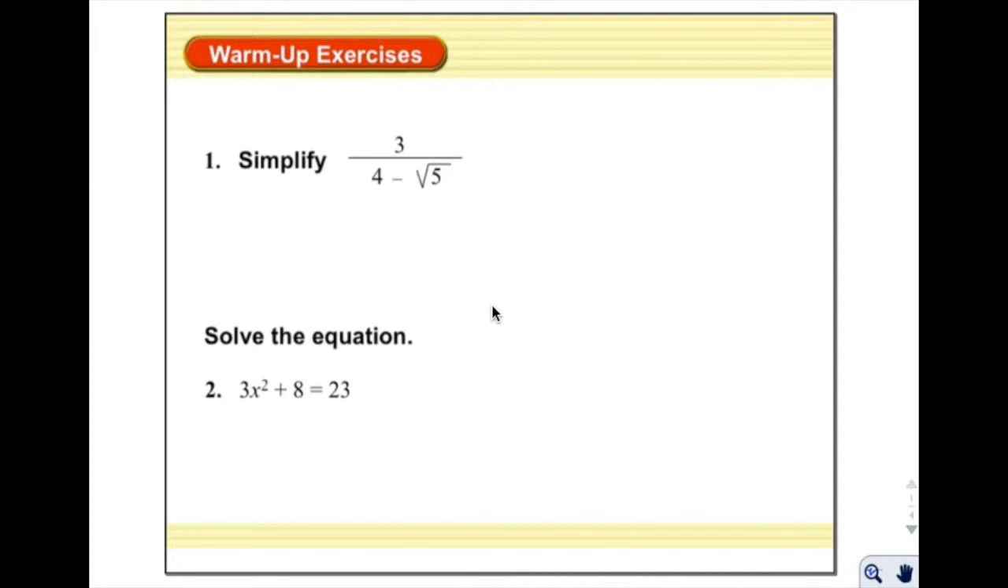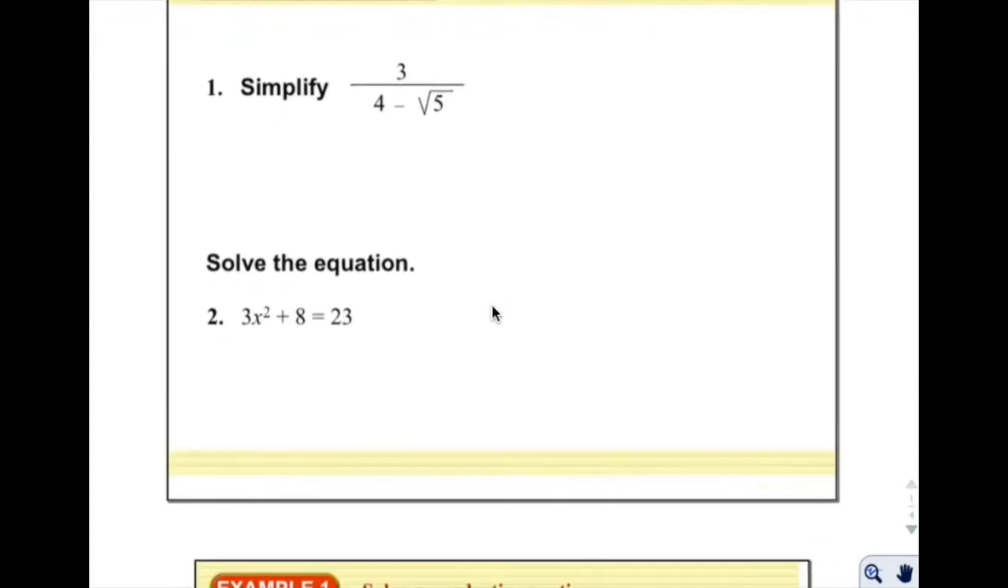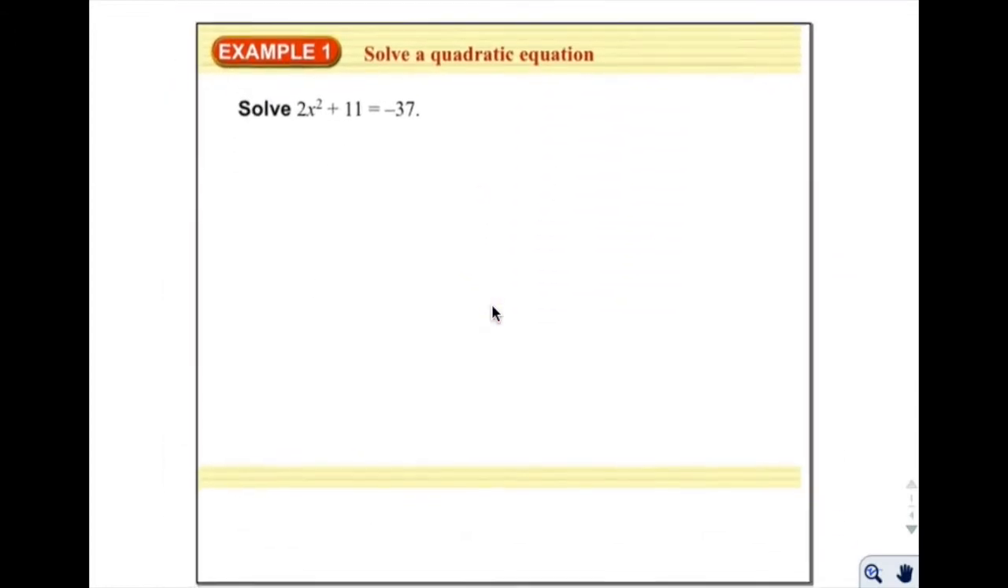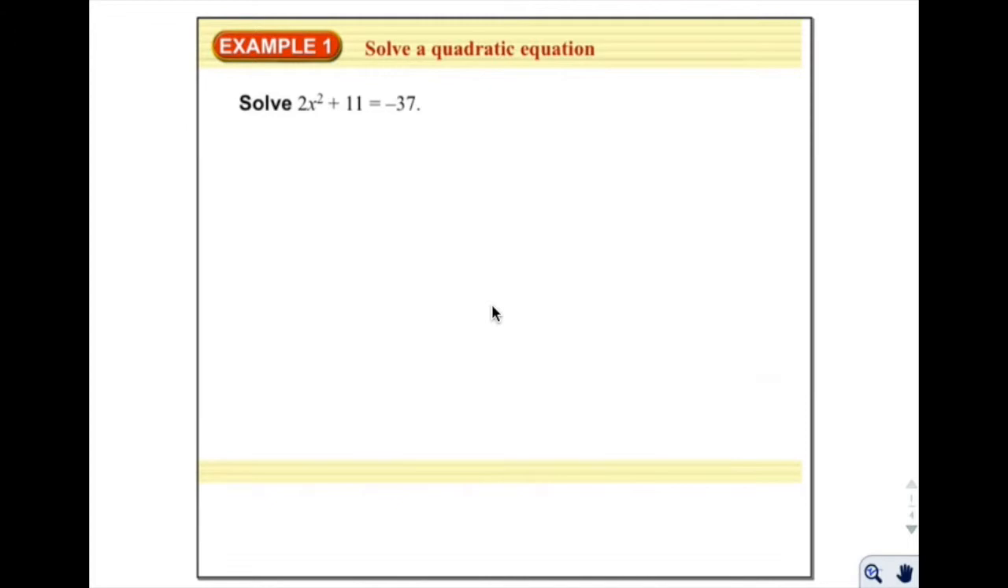So first I need you to work on the warm-up exercises. The first one says simplify 3 over 4 minus the square root of 5. And the second one says solve the equation 3x squared plus 8 equals 23. Then we'll move on to example 1, solve a quadratic equation.